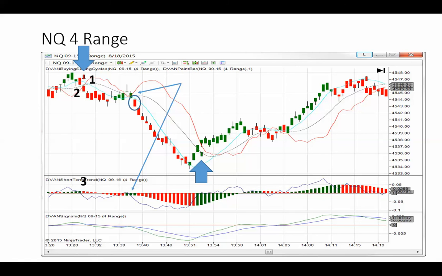Another example I've highlighted with this blue arrow. You can see the green arrow is our first criteria for a long trade. Green price bar, meaning buying pressure is dominant, which is our second criteria. And green histograms, you can see it's established that we have a short-term uptrend.